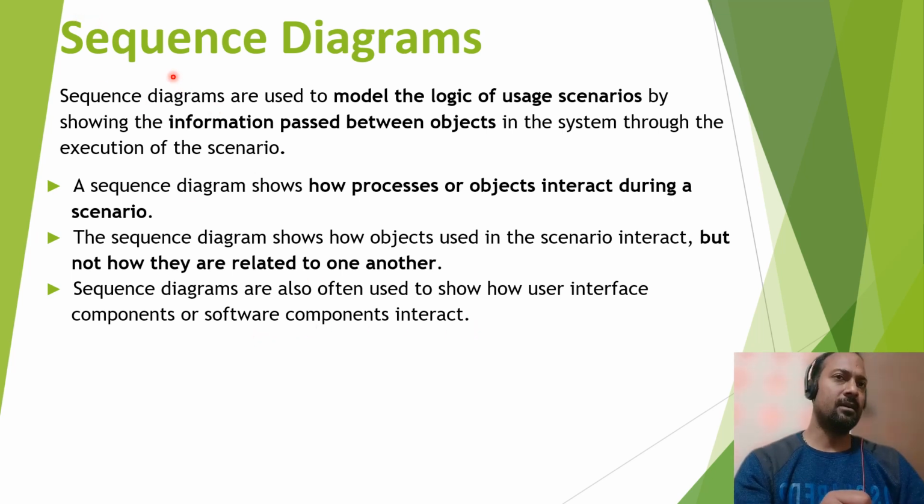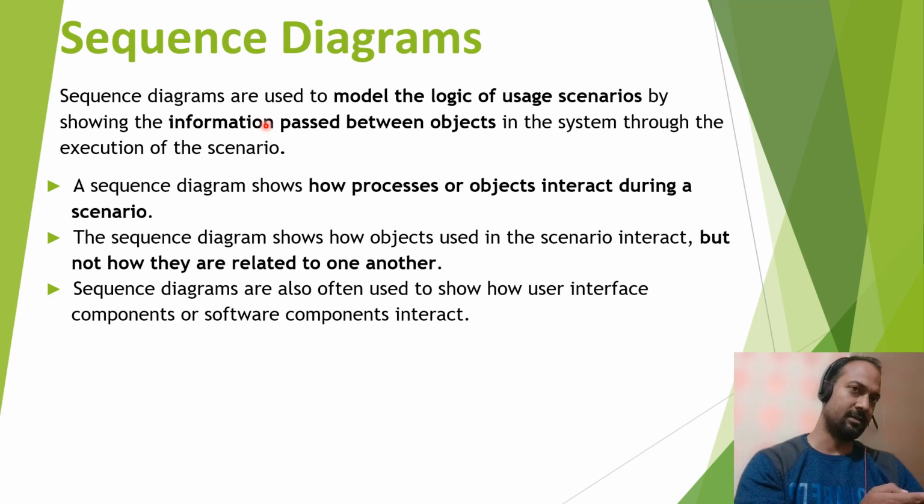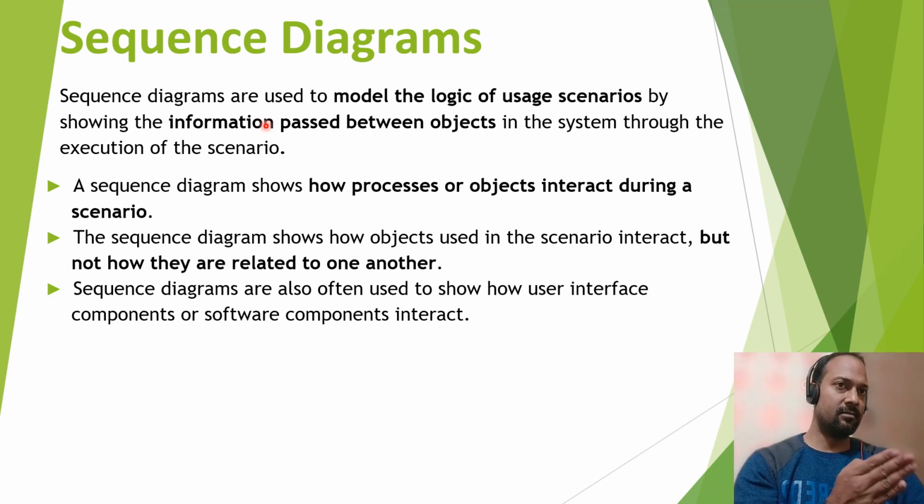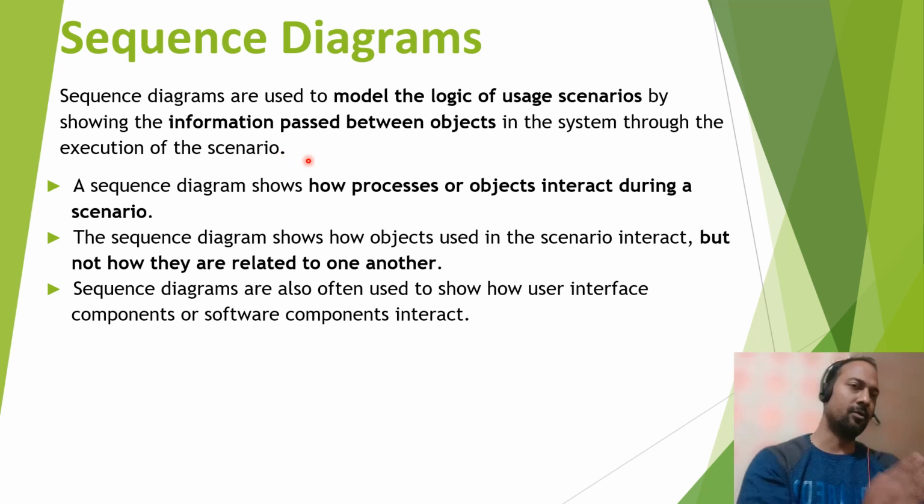Sequence diagram, as the name says, is something in chronological order, one after the other. It's like first activity, second activity, how the controls are flowing within a system. So it basically represents the flow of the information that is passed from point A to point B or to point C or between the objects.